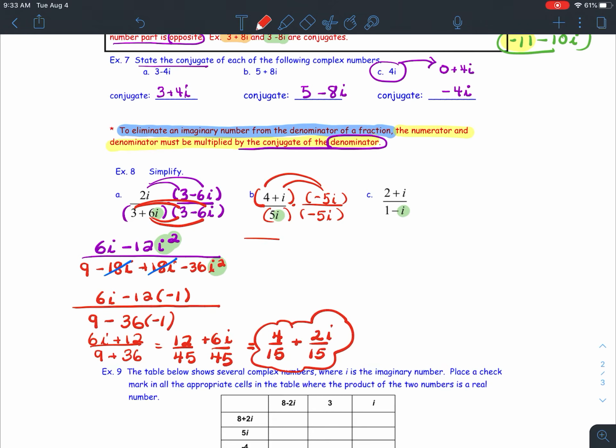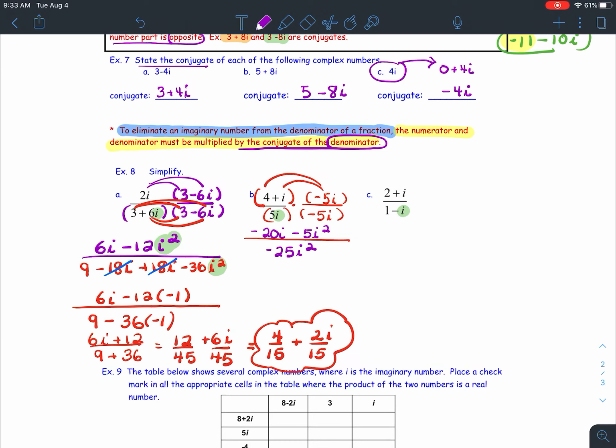So I like to always put things in parentheses. Okay, here it's kind of like we're distributing in the numerator but from the right side. So I'm going to draw a fraction bar here. Okay, we're going to distribute negative 5i to the 4 and then negative 5i to the i.